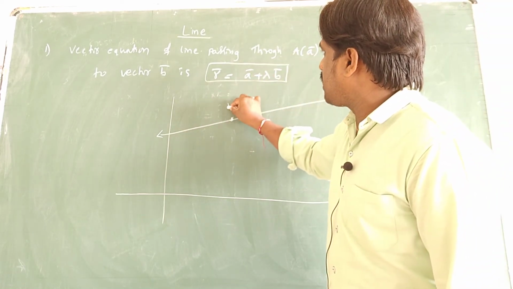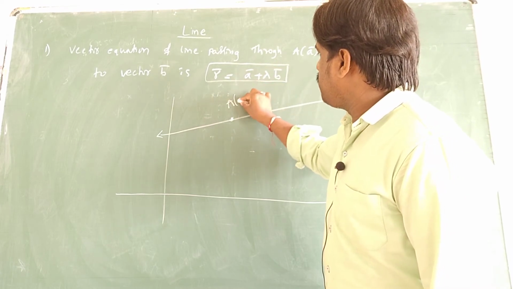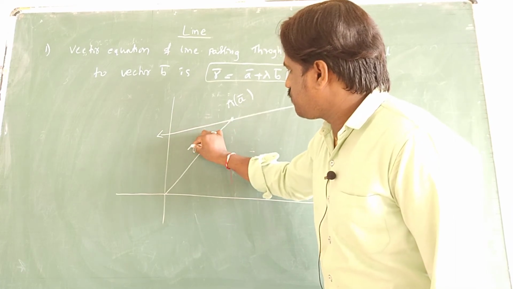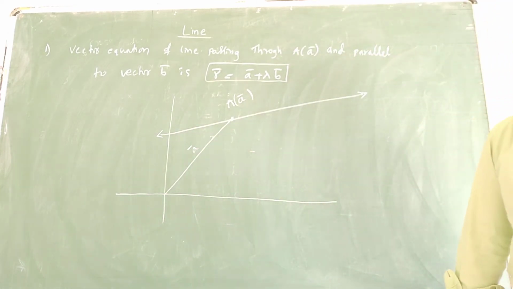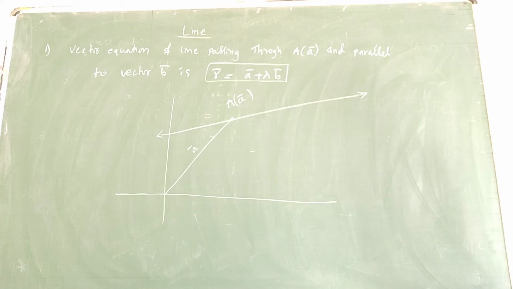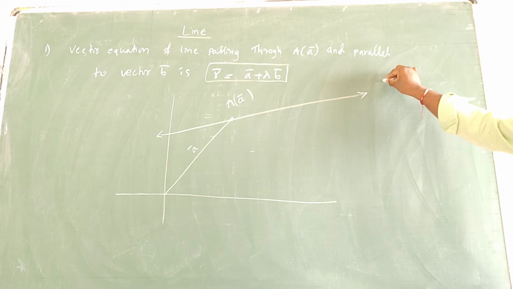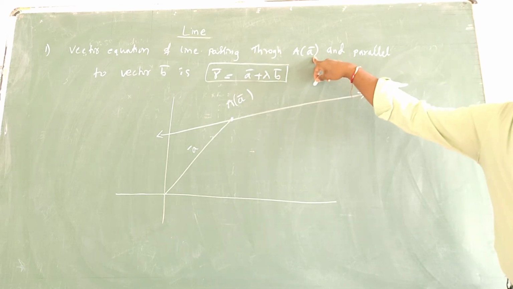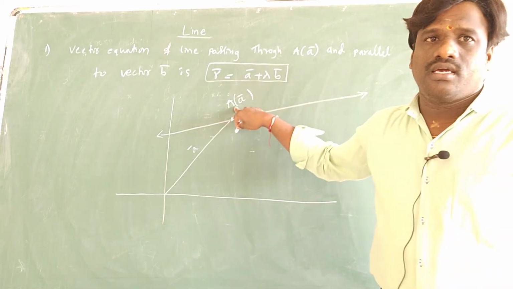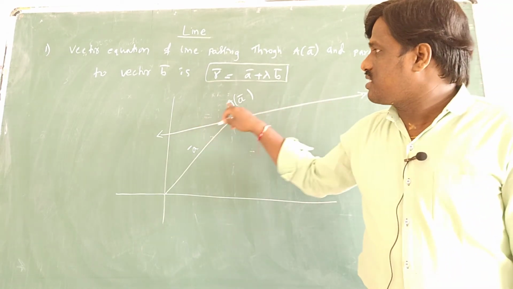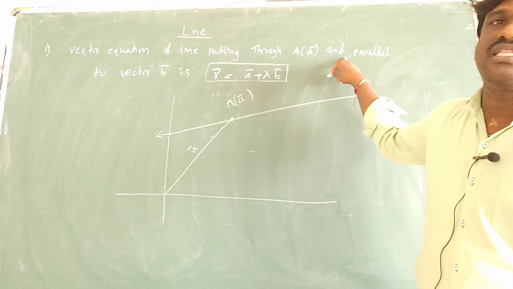They have given a point it passes through. That point's name is A vector, which means it is connected with the origin. This is a vector. See here, you have to find the equation of this line. Try to understand first. They are saying: vector equation of the line passing through a point A. So here this is the point A, which is the A vector. You have to find the line which passes through this and is parallel to another vector.